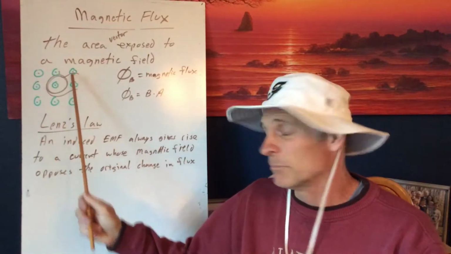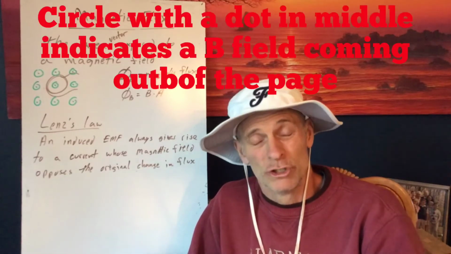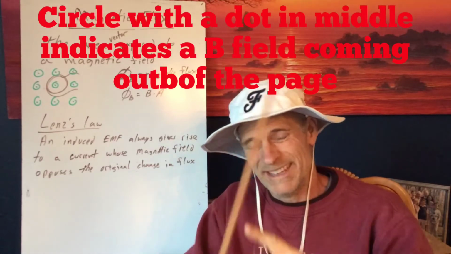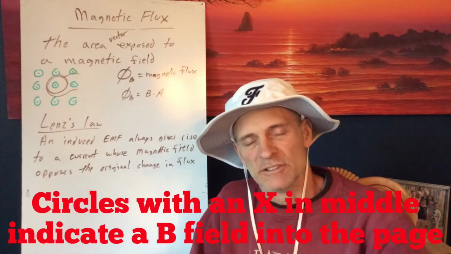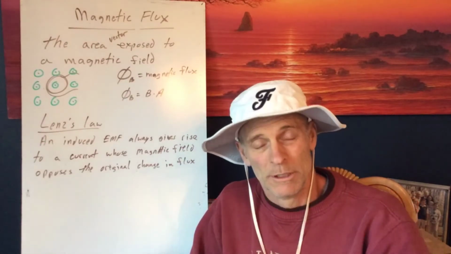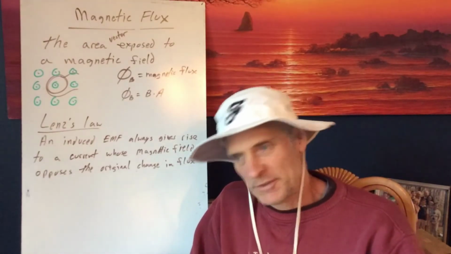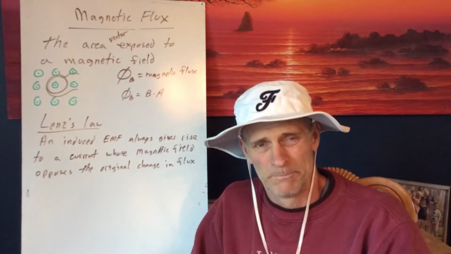Now I have these symbols. You'll see these in your book. If you have a symbol, a circle with a dot in the middle, that means the magnetic field is coming out towards you, the reader. If you have a circle with an X in the middle, that means that the magnetic field is going into the page that you're reading. Obviously, if it's just an arrow this way, or this way, those would all be magnetic fields going those directions.